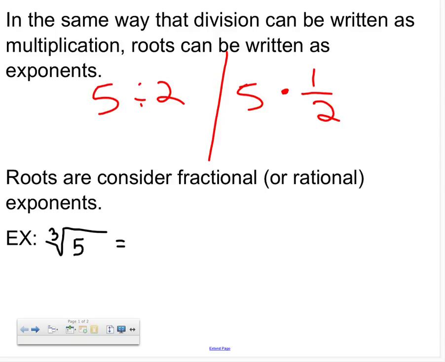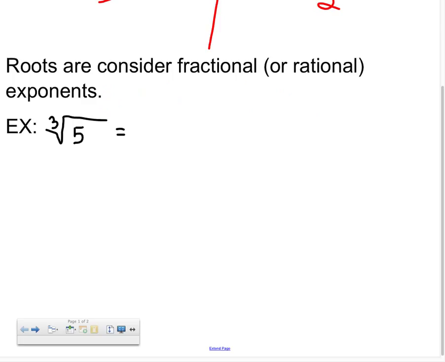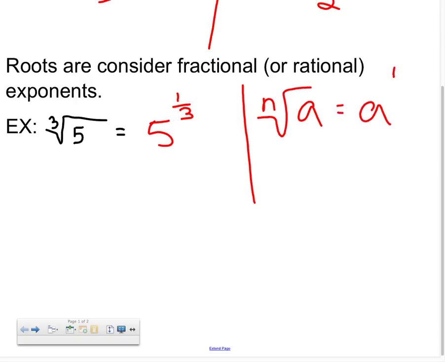And again, when I say radical, it's just another way of saying root. So if I have the cube root of 5, instead of leaving it as the cube root of 5, I could write it as 5 to the 1/3 power. Roots simply take the bottom portion of a fraction and use that as their exponent. So cube root would be 1/3, fourth root would be 1/4, 10th root would be 1/10, and in general, the nth root of a number is equal to the number to the power of 1 over n.